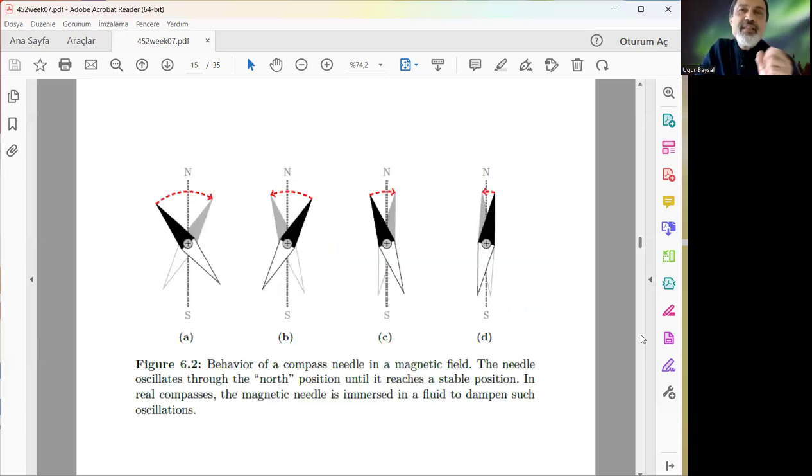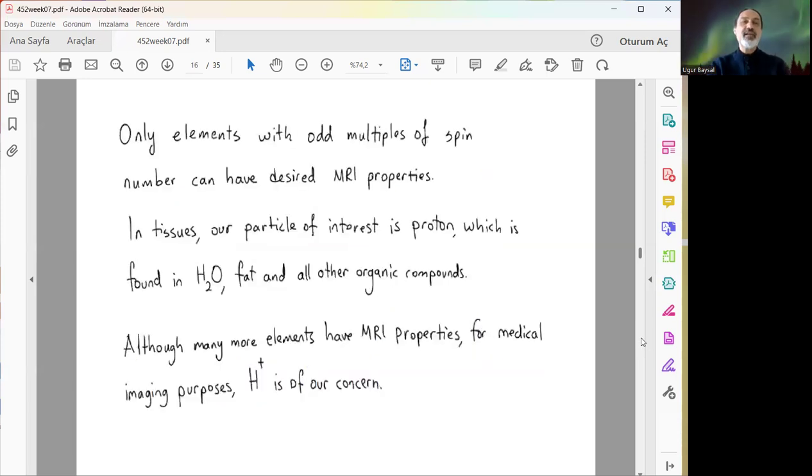So each spinning little nucleus is like a little compass. That's a nice analogy. It rotates or aligns itself with the main or DC magnetic field. But different from a compass, it cannot align fully due to the rules of quantum mechanics, which will not be explained here. You can only have it either align at a certain angle or anti-align at the negative of that angle. Only elements with odd multiples of spin number can have the desired MR properties.